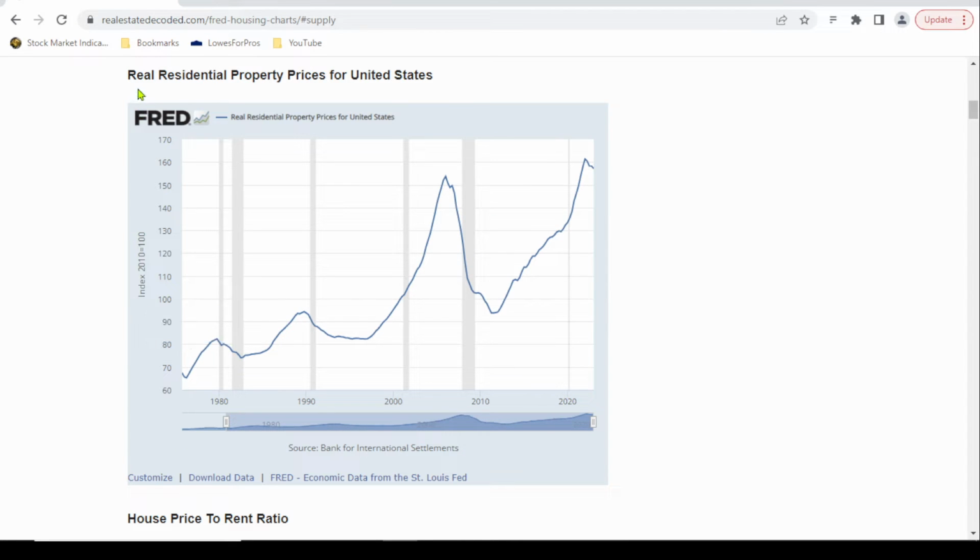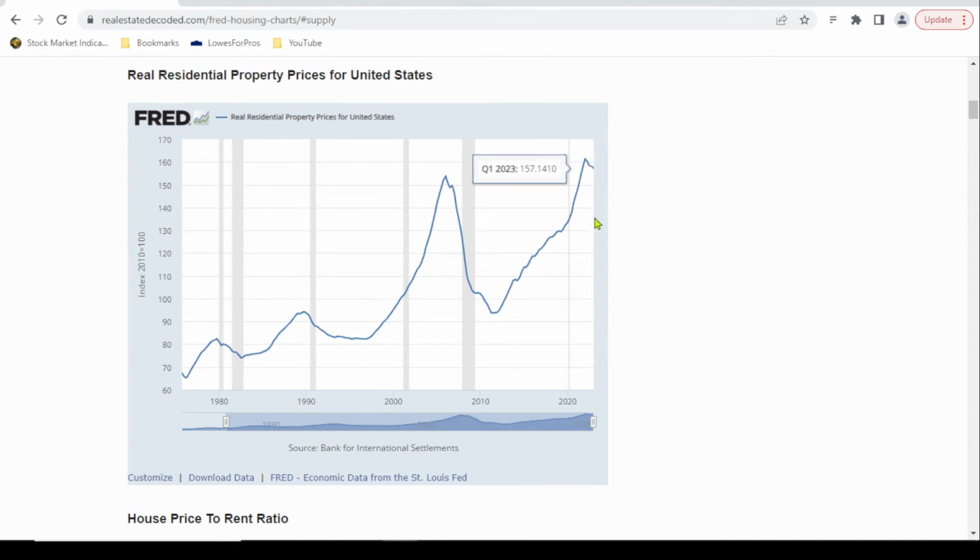Next chart is looking at real residential property prices for the United States. So anytime you see the word real, it means it's been adjusted for inflation. And these vertical bars in the graph represent recessions. And this clearly shows the cycle of the real estate market with the rest of the economy, how it tends to peak before the recession is documented.